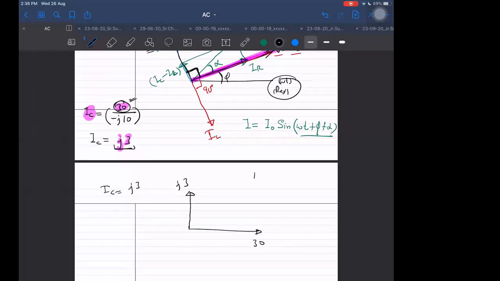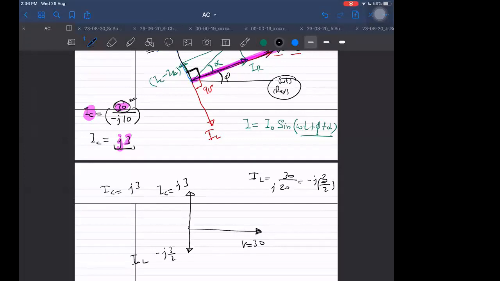Similarly, tell me what is IL. IL will be 30 divided by 20J, because I am assuming 30 to be real. 30 by 20J, that is minus J into 3 by 2. Minus J, 3 by 2. 3 by 2 means it will be somewhere below here, on this side. Minus J into 3 by 2, that is our IL value. This was our IC value. This was our V value.